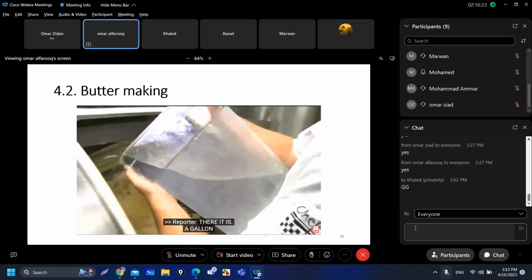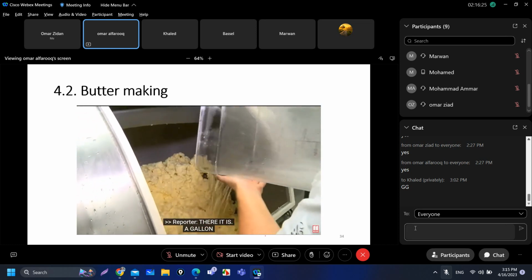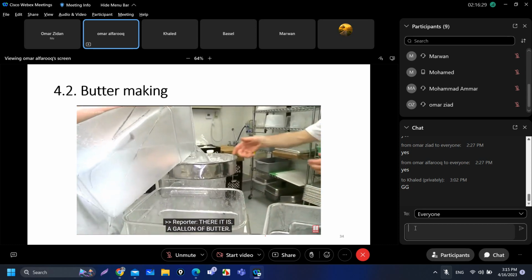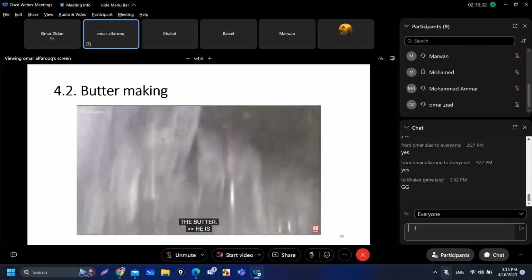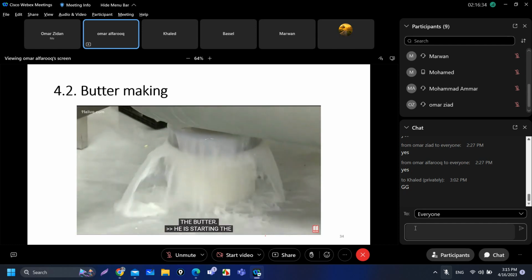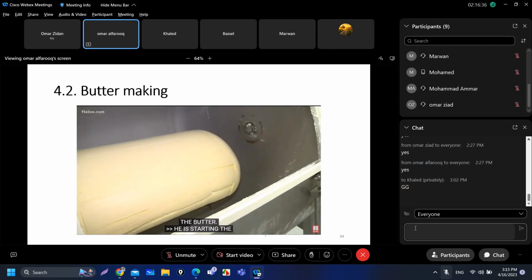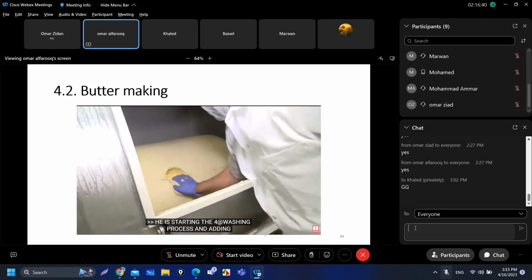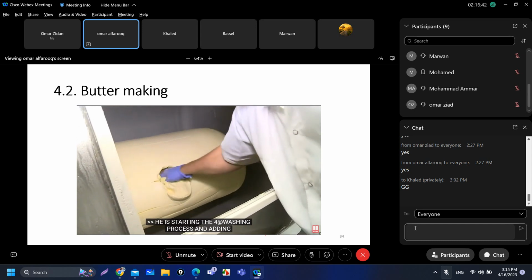He's going to start what we call the washing process, where we push all of the whey out. This is done by adding cold water, churning again, and draining. After 2 or 3 cycles, this is what you're left with. Pure butter. After testing, it's shaped, packaged, and shipped out. And that's how it's made.